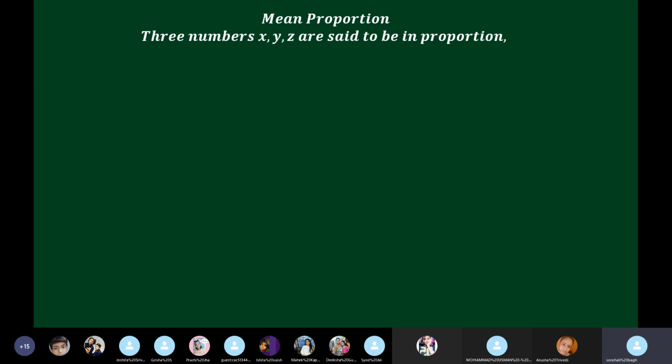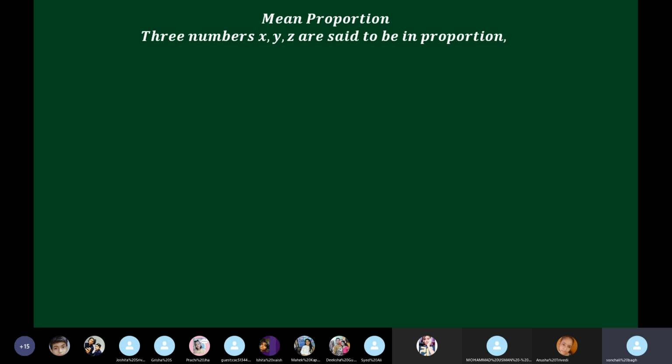Okay. Now another type of question is mean proportion. The last type. Mean proportion just means that instead of 4 terms there are 3 terms. Means 3 numbers. We are not taking A, B, C, D. We are taking X, Y, Z instead of A, B, C, D, so that the formula difference is understood.